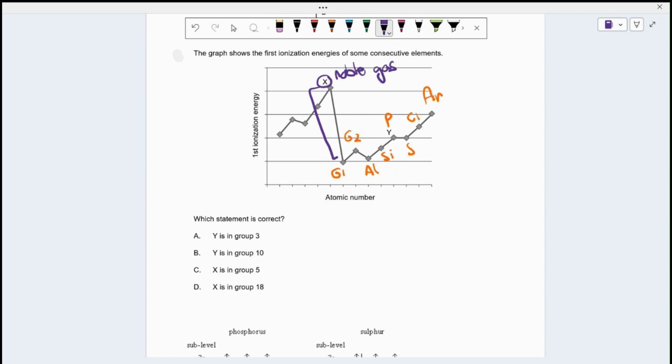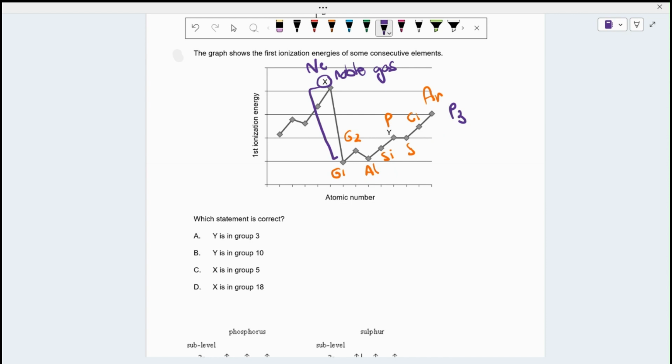Okay, so in this case, if we went with period 3 here, this would be neon. There's a new shell which is further away from the nucleus once we move from neon to sodium. And that requires less energy to remove the outermost electron, because that's what first ionization energy is all about, removing the outermost electron.